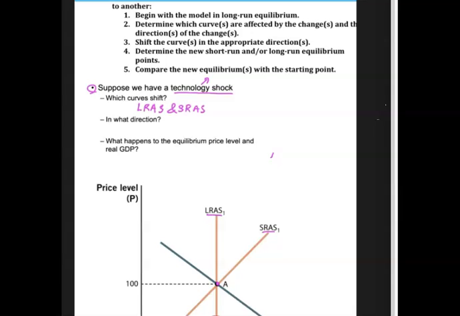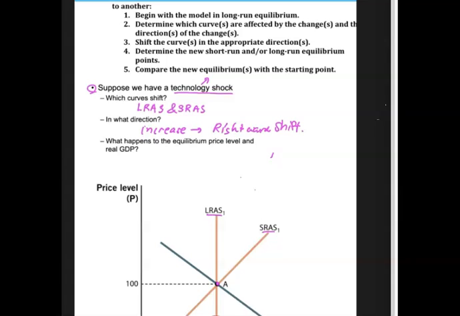Now the shock, most of the time this should be a good thing, right? This technology shock means both the long run aggregate supply and the short run aggregate supply are going to increase. The direction will be a rightward shift. So what we're going to do next is shift it to the right, and then we will answer what happened to equilibrium price and equilibrium quantity.